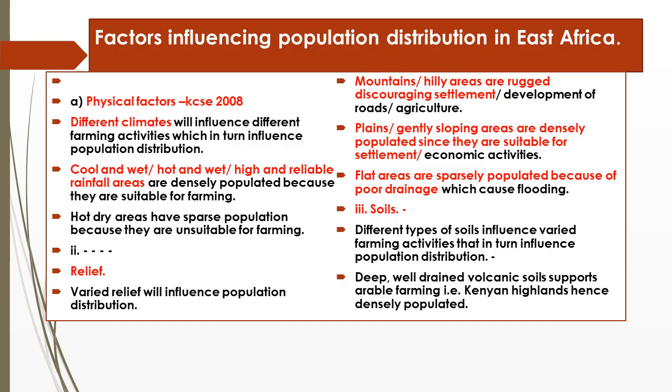Edaphic factor or soils is also another factor. The various types of soils have an influence on farming. For example, deep, well-drained volcanic soils are very important, and they're mostly found in the highlands, the Kenyan highlands, Tell-gon. And because of that, they attract a lot of population. They are densely populated because those soils support arable farming.